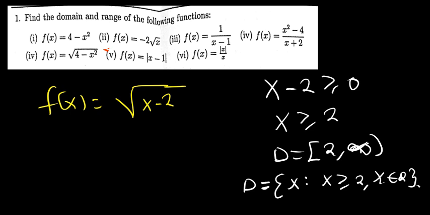The negative part is already excluded because we are saying it's greater than or equal to 0. Then how do you find the range? Like I've said, you just get the condition. The condition is that x should be greater than or equal to negative 2.